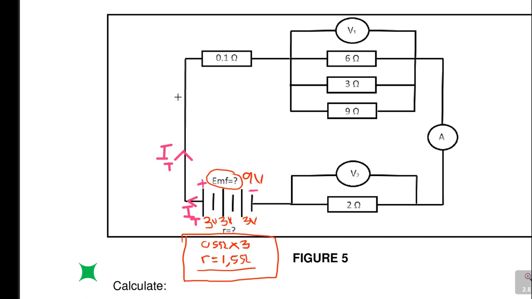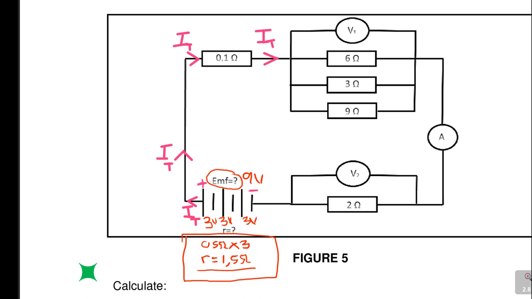Total current. It's going up. When it goes here, it will enter there. That's our total current. So it will enter into this 0.1 resistor, and then it will also come out. That's still our current here, our total current.